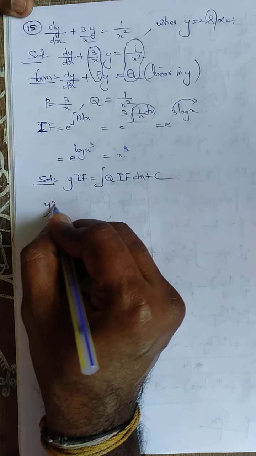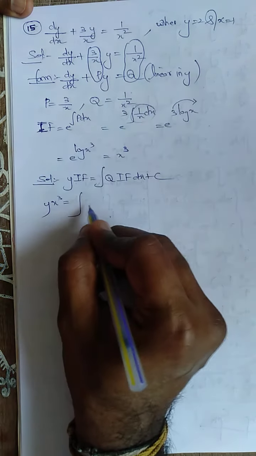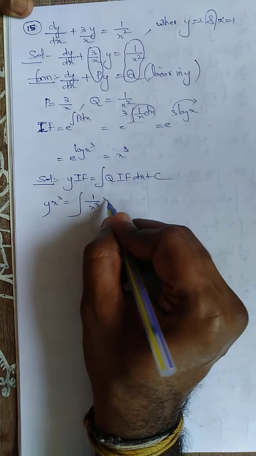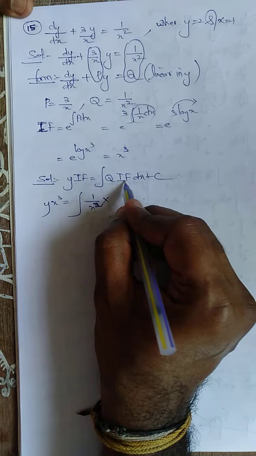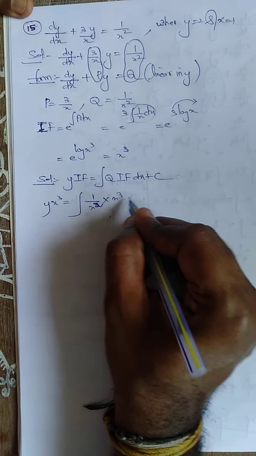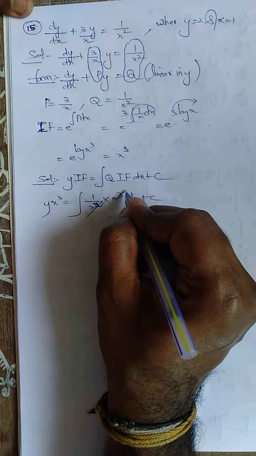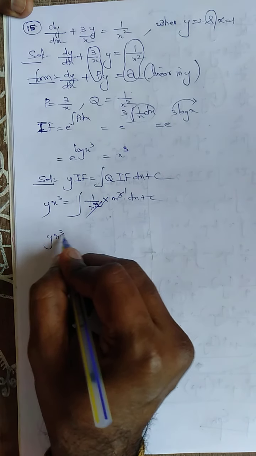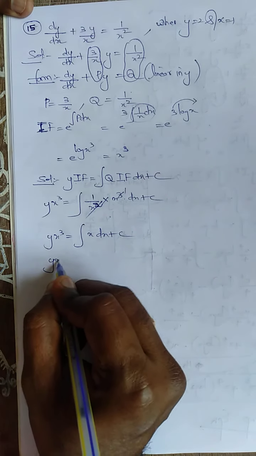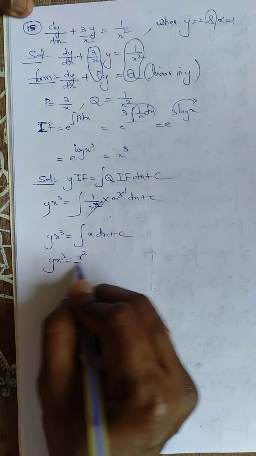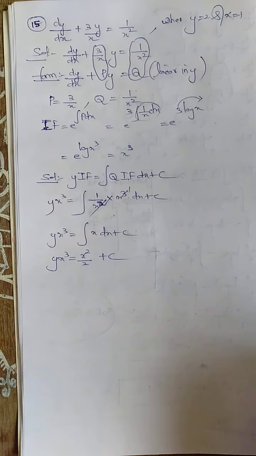Y into IF is equal to integration of Q into IF dx plus c. IF is nothing but x cube. Y x cube is equal to integration of Q. What is Q? We have found Q, 1 by x square, into IF, x cube, dx plus c. X cube by x square cancels, power 1. So y into x cube equals integration of x dx plus c, which is x square by 2 plus c.